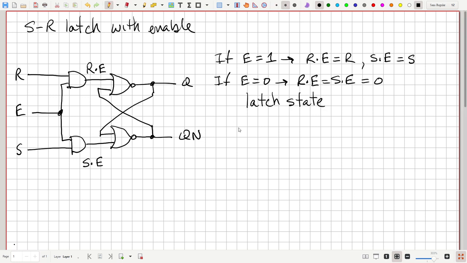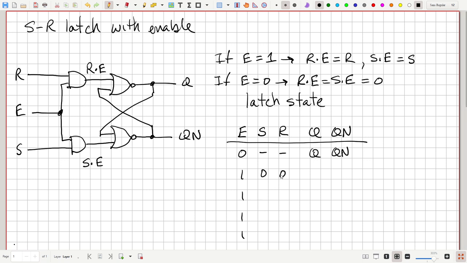So we can make a new truth table with three inputs now: enable, set, and reset signals, and we get the same Q and QN outputs. If the enable signal is 0, we don't care what the set or reset signals are. We're in the latch state, and so Q remains Q and QN remains QN. Now if the enable signal is 1, then it behaves as a normal SR latch. So we go through these values, 0,0, 0,1, 1,0, 1,1. And when you have S and R both 0, we're in the latch state.